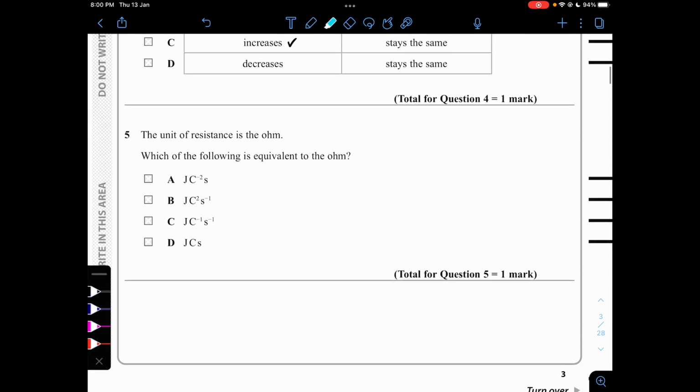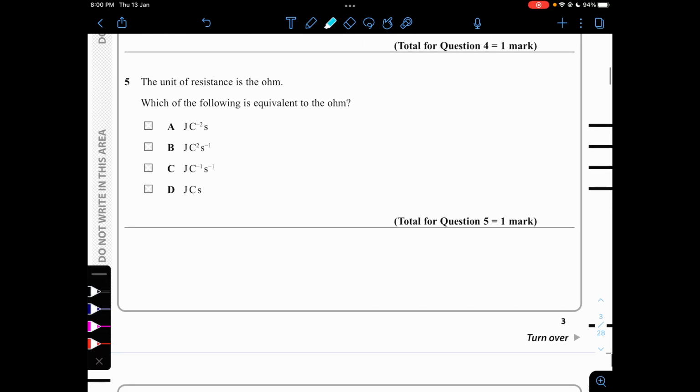Let's move on to question number 5. So the unit of resistance is the ohm. Which of the following is equivalent to the ohm in these symbols? We know that R equals V over I, but that's not enough because V over I would just be VA minus 1. They want it in terms of J, C, and s. So we can break it down further. What's another equation we can use for V? That is W equals QV, right?